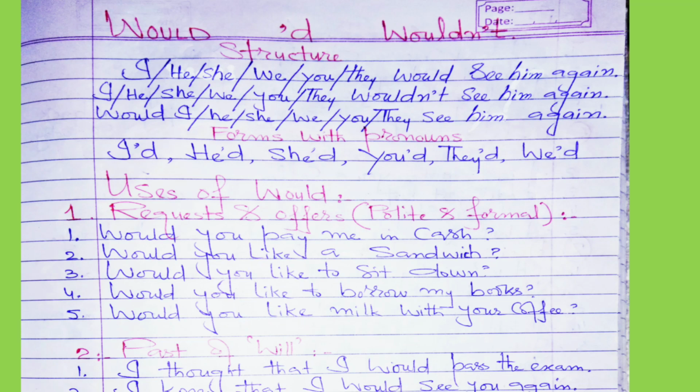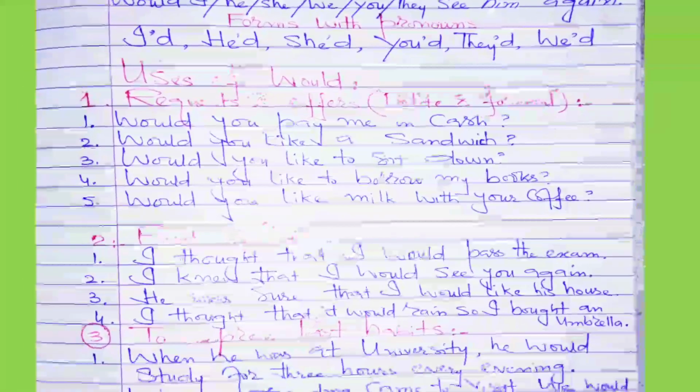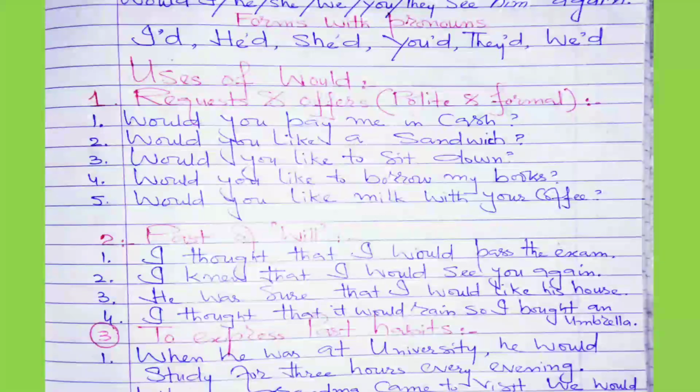Now let us discuss its important uses. First of all, this would as a modal auxiliary verb is used for requests and offers, and these requests and offers are polite and formal. ये formal और polite requests हैं. It's not informal. This is formal.